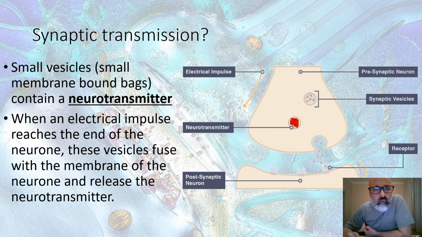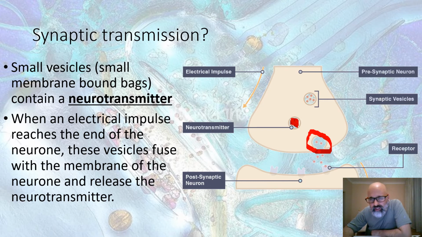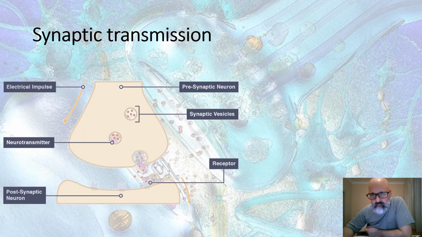When electrical impulse reaches the end of the neuron, these vesicles fuse with the membrane of the neuron, and we can see that happening just there. One of these is fused with the presynaptic membrane of the nerve cell, and it releases its neurotransmitter. And the question is, how does the neurotransmitter get from one nerve cell to the next? Well, I'm clicking. You can maybe think about that.